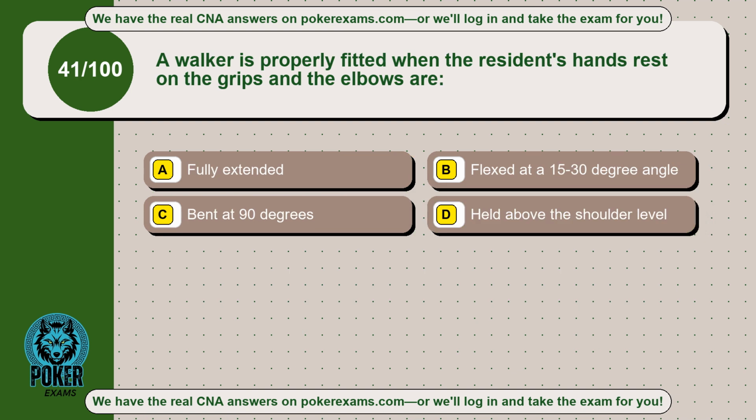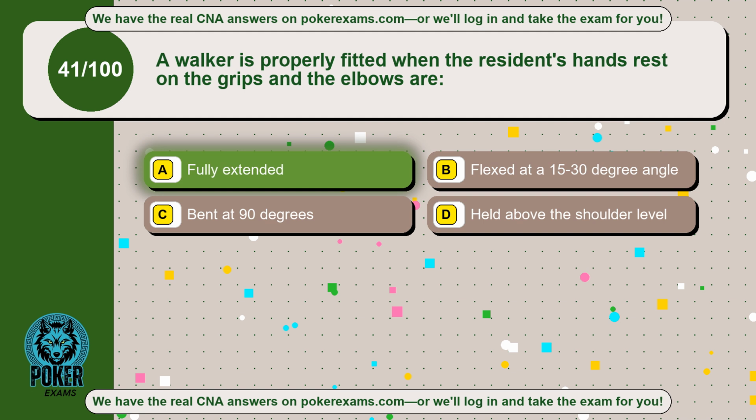Question 41. A walker is properly fitted when the resident's hands rest on the grips and the elbows are: Option A. Fully extended. Option B. Flexed at a 15 to 30 degree angle. Option C. Bent at 90 degrees. Option D. Held above the shoulder level. The correct answer is option A.